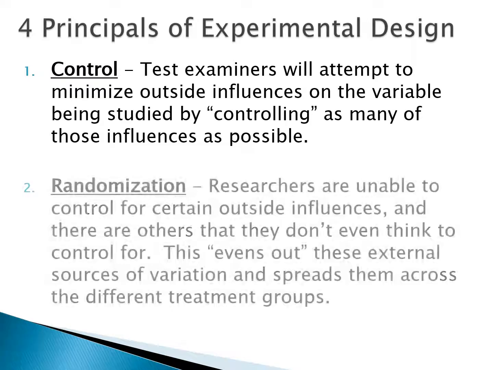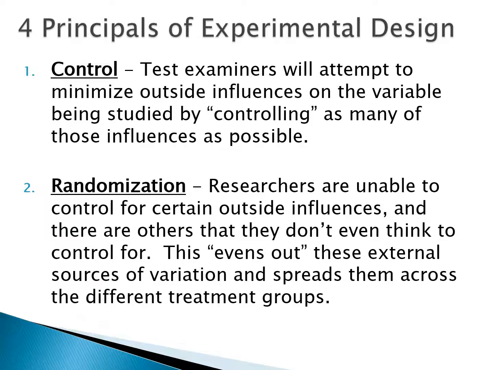The easiest way to control is through randomization. We always randomly assign our treatment. So the people in that medication group and in the group that's not getting medication is going to be determined randomly. We don't let them self-select. And by randomly assigning these treatments, it evens out all external sources of variation. It spreads them across the different groups. So things that we've thought of and things that we haven't thought of are neutralized.